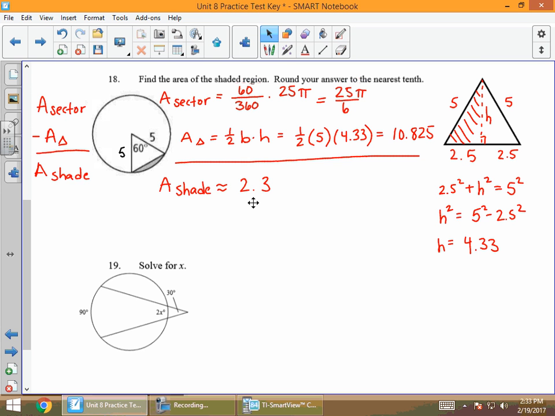Again, probably the toughest problem in this entire review is question number 18. And what makes it tough is finding the area of that triangle, because you have to do so much to get that height.